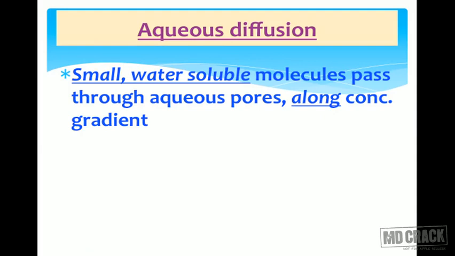Let's go to aqueous diffusion. What happens is the small water-soluble molecules, they pass through the aqueous pores, and it's along the concentration gradient. If you look at the slide, I have underlined particular words in this which are going to be helpful for you to solve your multiple choice questions. Aqueous diffusion is regarding the small molecules, water-soluble molecules, and is along the concentration gradient. It's governed by Fick's law of diffusion.